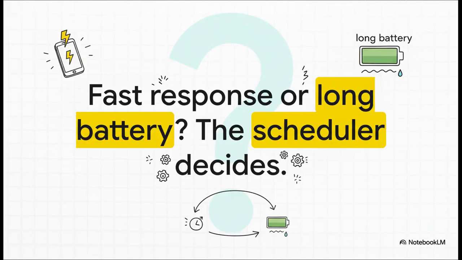And really, that brings us to the core trade-off that's happening on your phone every single second. What do you value more? That lightning-fast, snappy response when you open an app, or having your battery last the entire day? The scheduler is the one making that tough call, constantly balancing performance against power. Millions of times a day, all thanks to the hidden art of CPU scheduling.